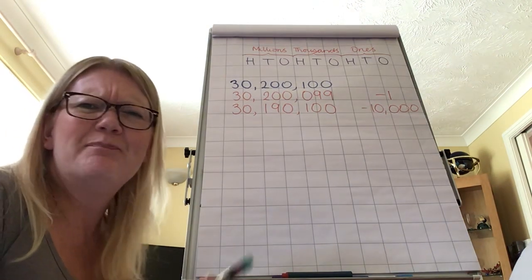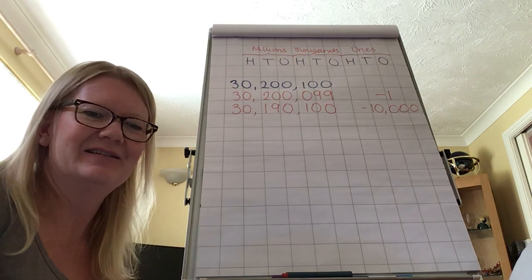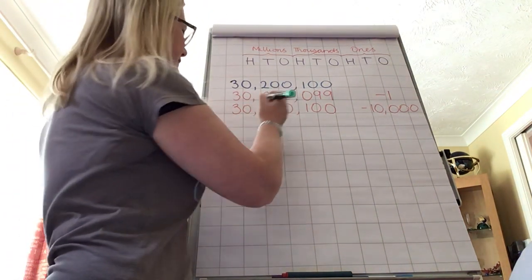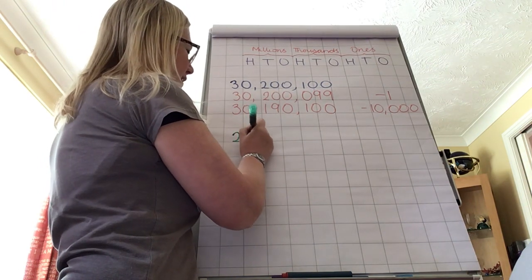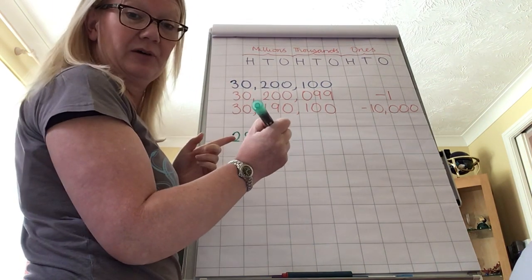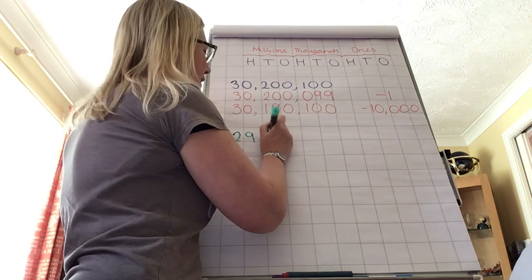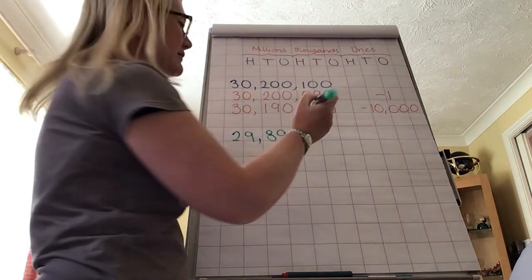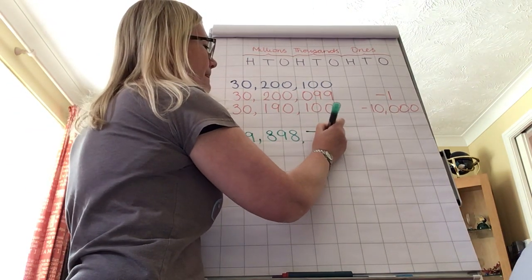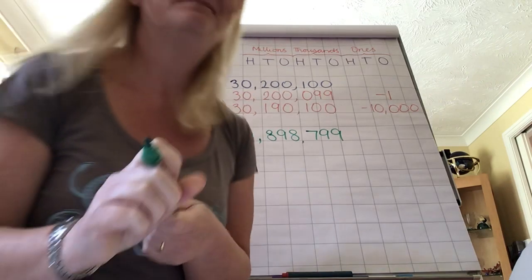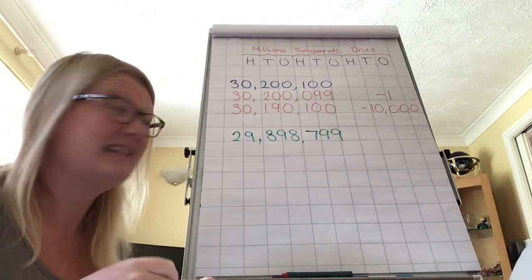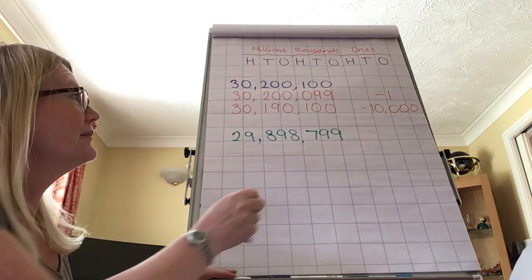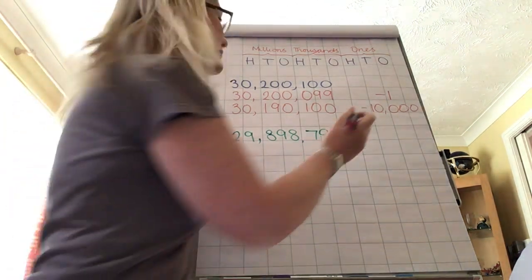What if we're making numbers bigger? What if we're adding to numbers? Right, I am going to start off with 29 million. I'm not going to make it that easy. 898,799. And I'm going to do pretty much the same thing. So the first thing I want to do is I want to add 1.